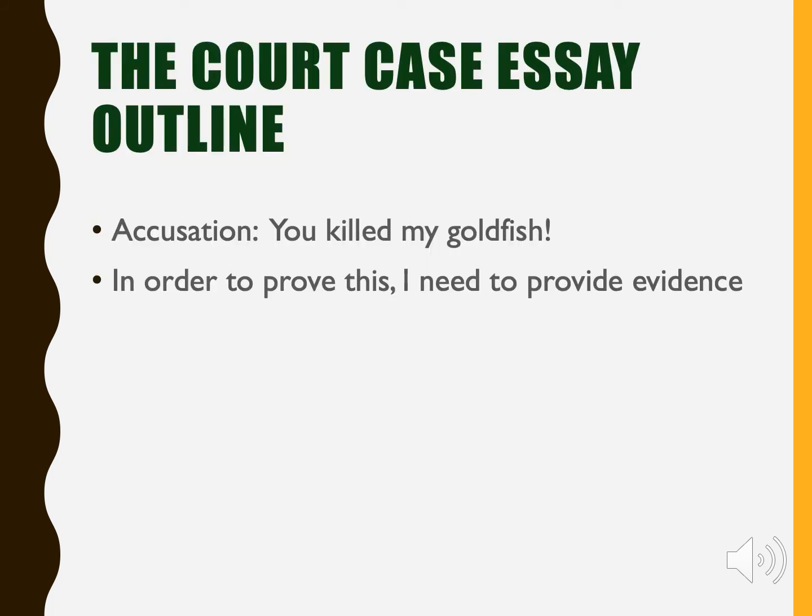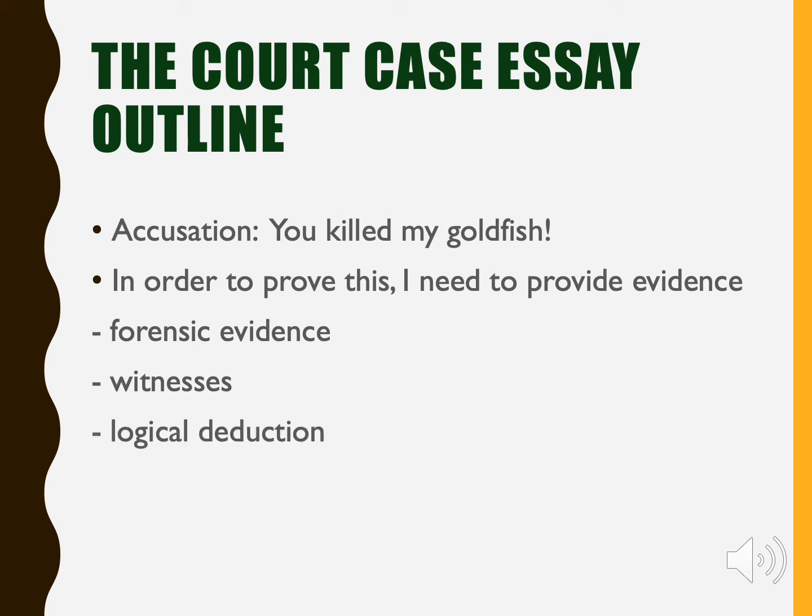A more interesting way, perhaps, of thinking about an essay is what I like to call the court case essay outline. So for example, if I say, you killed my goldfish, I'm making an accusation, I'm making a claim. This is like a thesis. Now, if I want to prove that you killed my goldfish, I need to provide evidence, right? You're not going to just believe me. There are different types of evidence we can provide. There's forensic evidence, fingerprints, blood stains. There are witnesses. People might have seen that I went into your room and killed your goldfish, or you went into my room and killed my goldfish. Excuse me, you're the murderer, not me. So this is the evidence of other people's views.